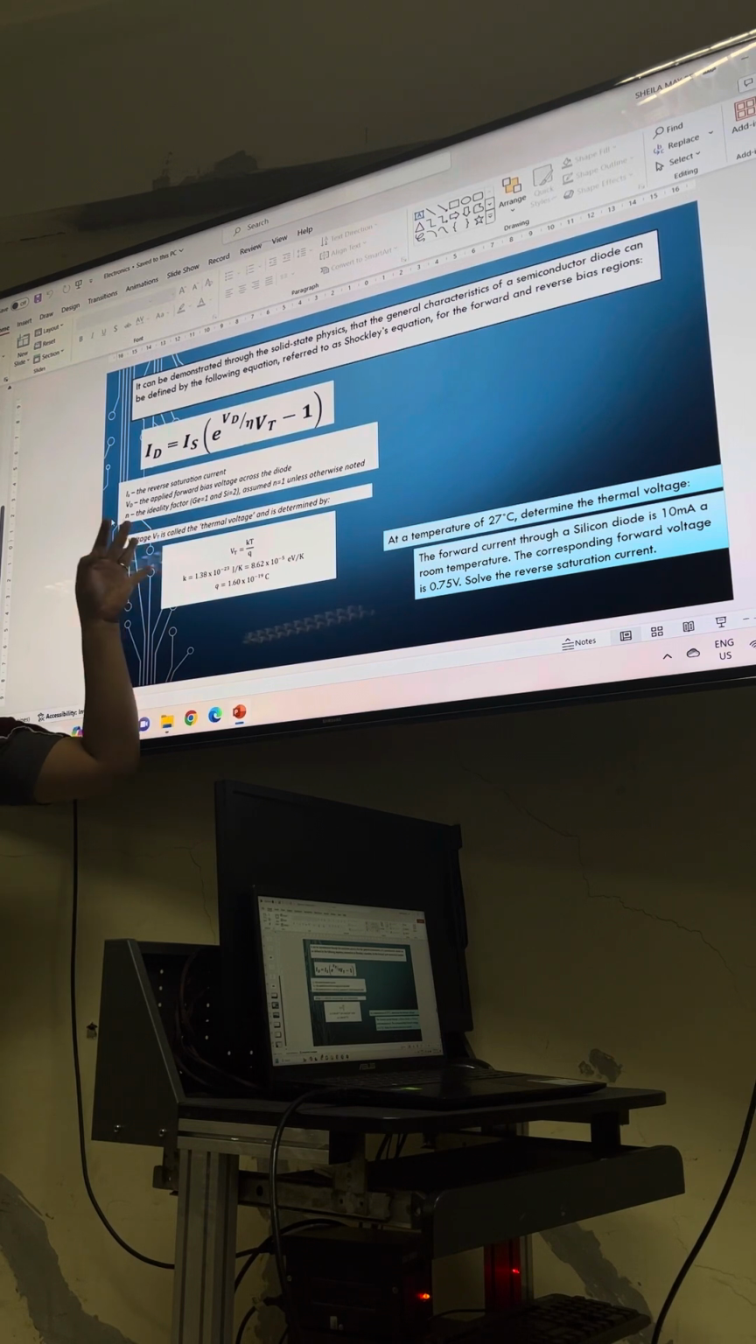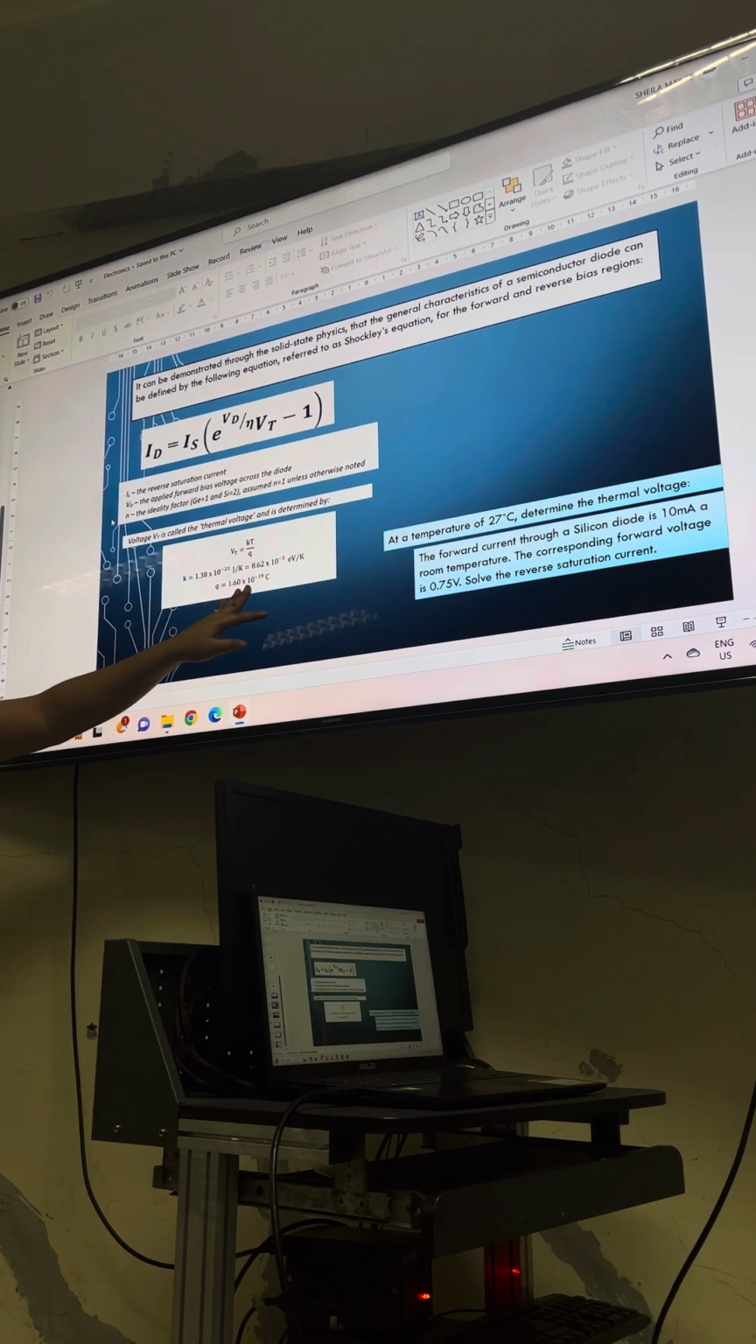It is KT over Q. K is the Boltzmann's constant, T is the temperature in Kelvin, and Q is the charge. K is 1.38 times 10 to the negative 23 joules per Kelvin, which is equal to electron volts per Kelvin. And our Q is 1.6 times 10 to the negative 19 coulomb.